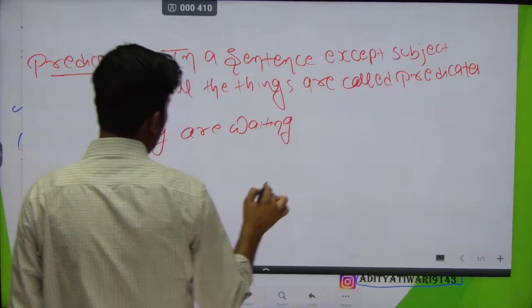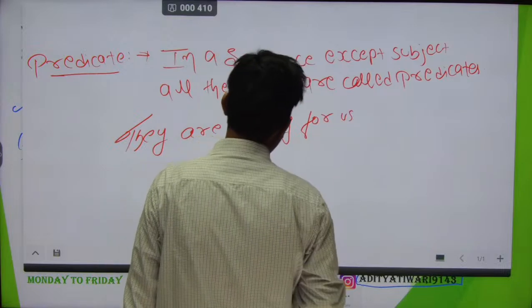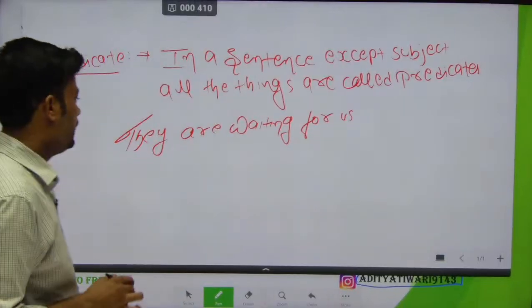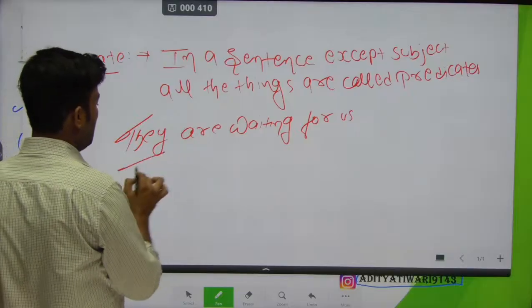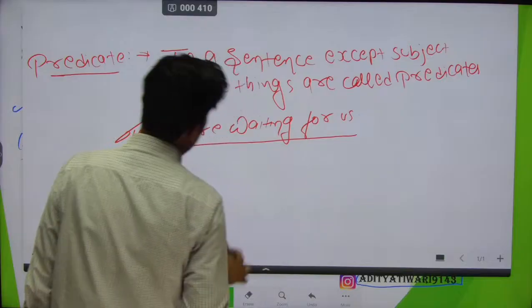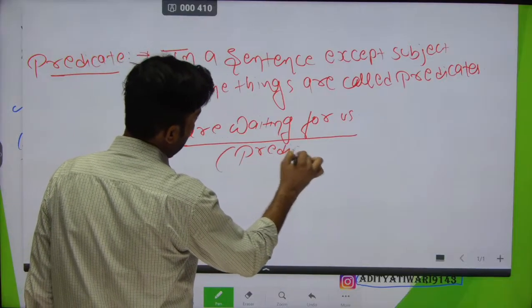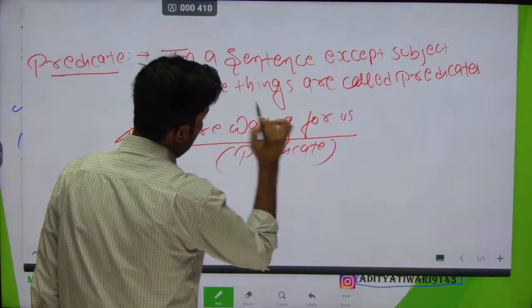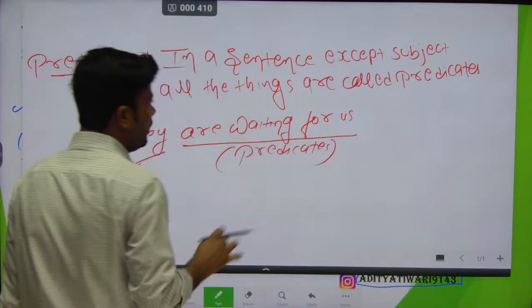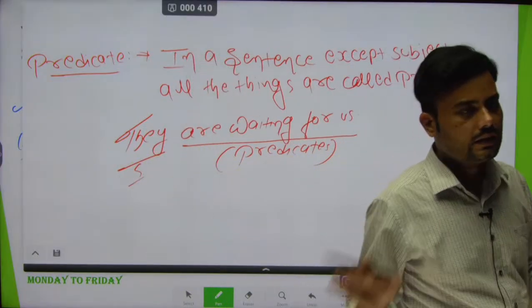They are waiting for us. Now you see this sentence. Okay, they are waiting for us. In this sentence, what is the subject here, beta? Here the subject is "they", and after the subject, whatever the things are here, it all will be known as the predicate. Okay, all these things will be known as predicates. So I hope you all understood about subject as well as predicate.